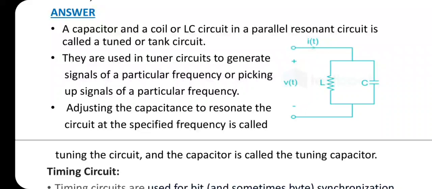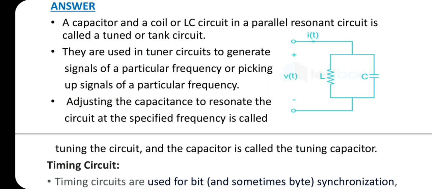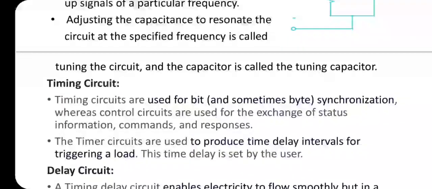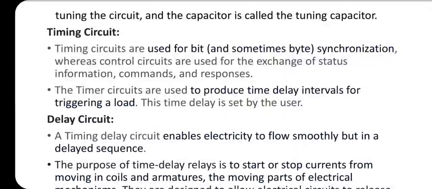They are used in tuner circuits to generate signals of a particular frequency or picking up signals of a particular frequency. Adjusting the capacitance to resonate the circuit at the specified frequency is called tuning the circuit, and the capacitor is called tuning capacitor. Note: what is timing circuit?